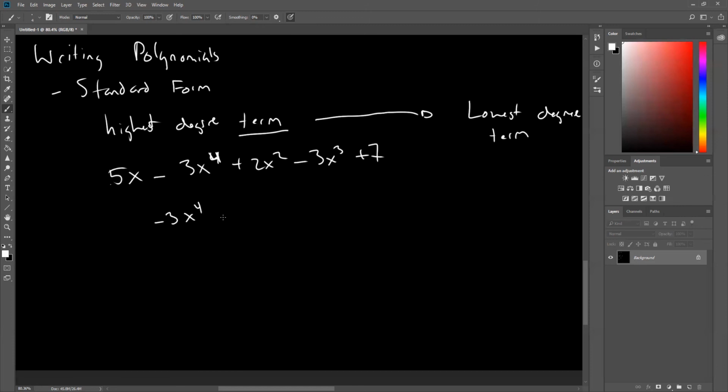What's next? Which term? Which term is that? 3x to the 3. Yep. Just remember, we carry the negative 2. Okay, what's next? And then 2x to the 2. Yeah, and then 5x to the 1. And then 7.